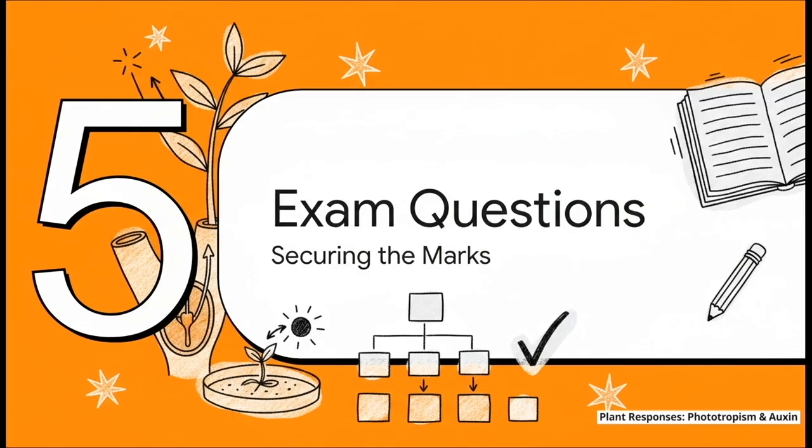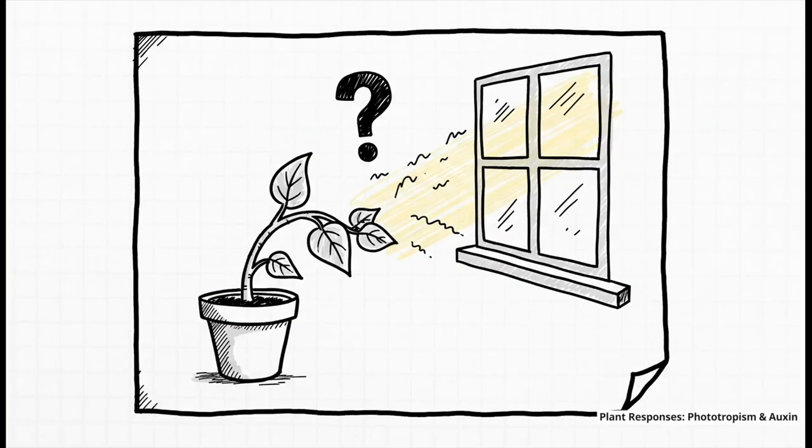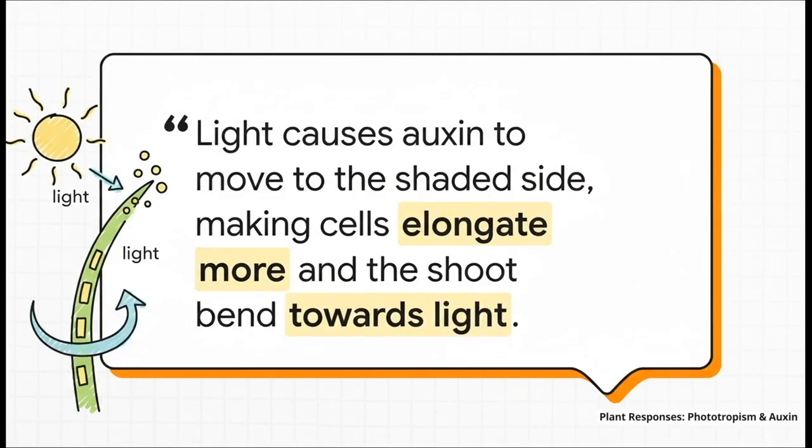How do we take all this knowledge and turn it into a perfect, full-mark answer when you're sitting in that exam hall? You are almost guaranteed to see a diagram just like this in your exam. It's a classic for a reason. They're not trying to trick you, they just want to see if you can explain that auxin mechanism we just talked about, step by step. To get all the marks, you just need to follow this recipe.